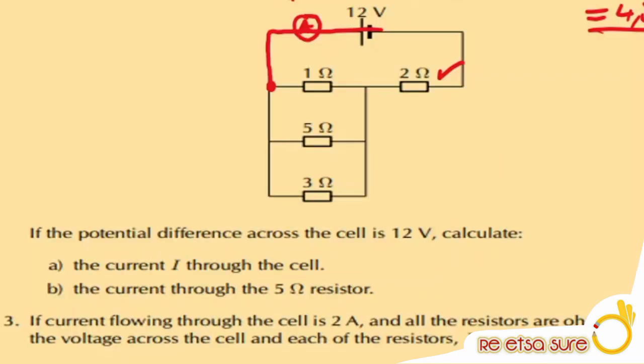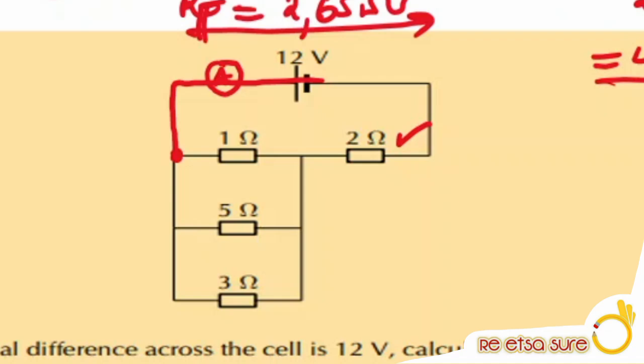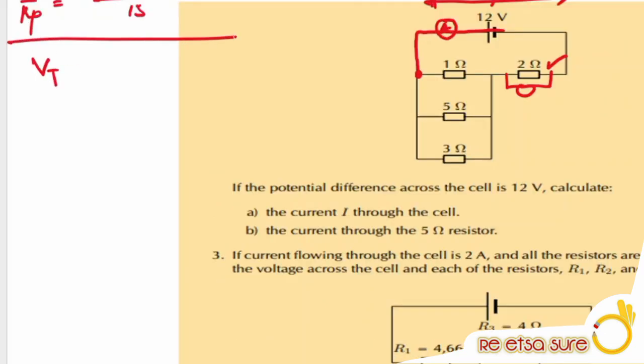So B, calculate the current through the 5 ohm resistor. My beautiful learners, if you want the current that goes through the 5 ohm resistor, you must start first by determining the V of the resistor that is in what? That is in series. Let me show you. Meaning in this situation, our V total, which is 12, is equal to, let me just say this one is V1, V1 plus VP.